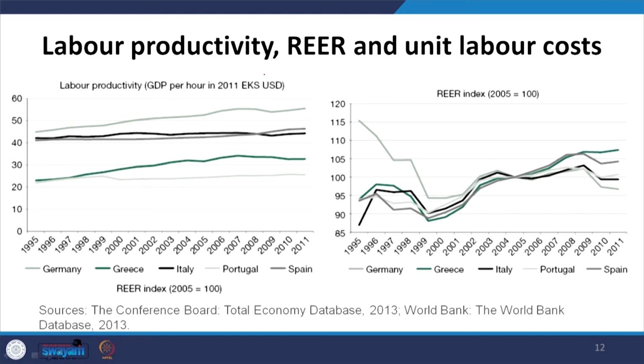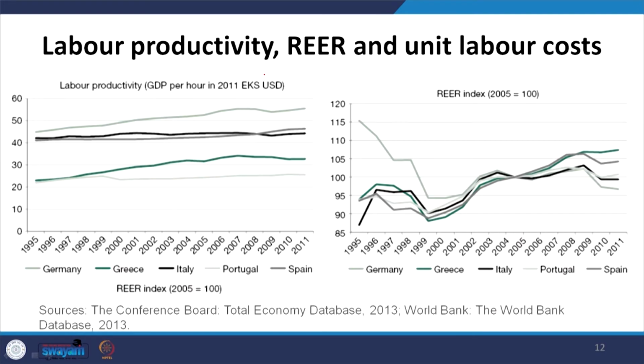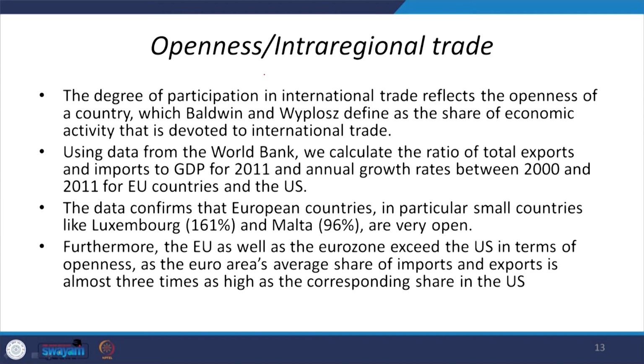All right. We are just explaining the similarities as per the group 1 criteria, so as to explain the exposure to asymmetric shocks. Now the second aspect is openness and interregional trade. The degree of participation in international trade reflects the openness of a country, which Baldwin and Wyplosz define as the share of economic activity devoted to international trade. Usually it is calculated as exports plus imports.